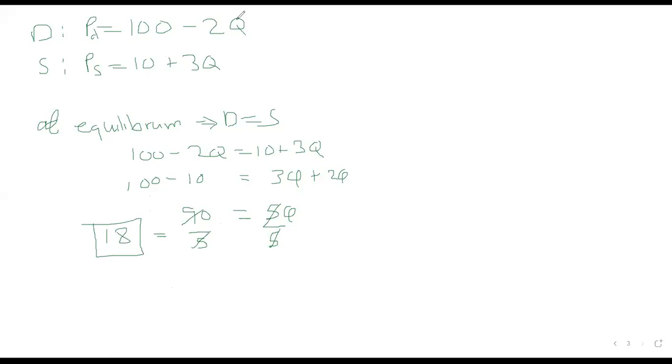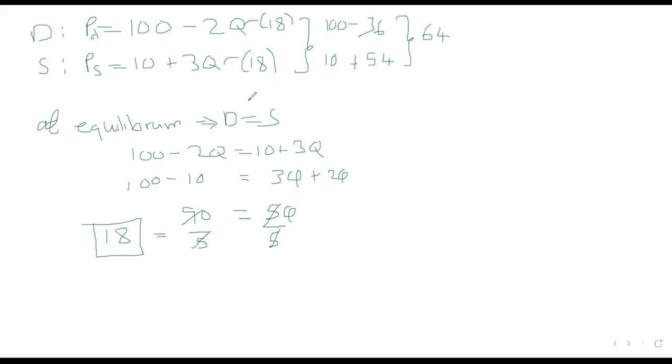Since this is equilibrium, we can put this 18 here. We can put this 18 here to get the equilibrium price. We'll still get the same answer. So this is 100 minus what? 2 times 18, which is 36. Or 10 plus 3 times 18, which is 54. Any of these will give you the same answer, which is 64.